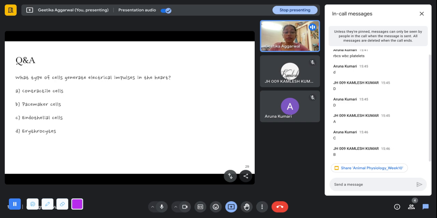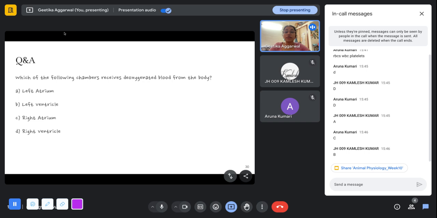Correct. So it's the pacemaker cells. We discussed SA, AV, bundle of His, Purkinje fibers. These are the cells that actually generate electrical impulses in the heart. And out of this, SA cells play the major role because they are the ones that start these electrical impulses.